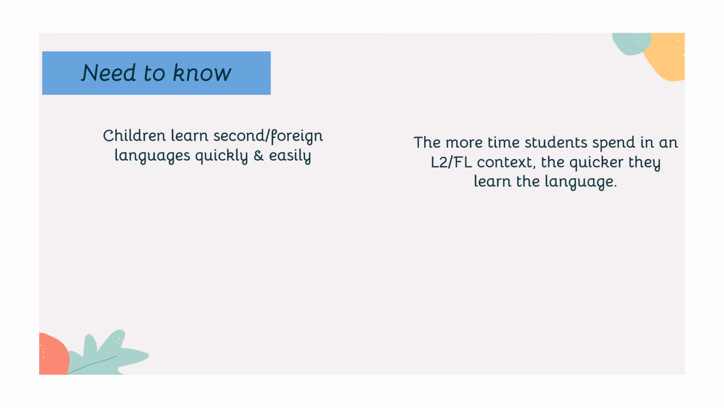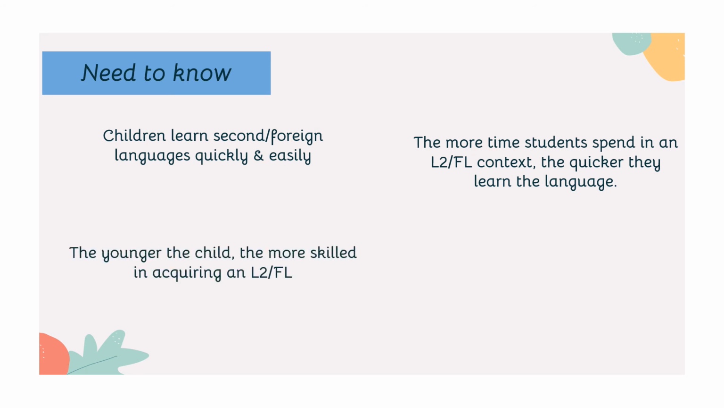And the next, talking about the more time students spend in a foreign language context, the quicker they learn the language. Here it means the increased exposure to English does not necessarily speed the acquisition of English. Children with exposure to the home language and to English acquire English language skills equivalent to those acquired by children who have been in English-only programs.